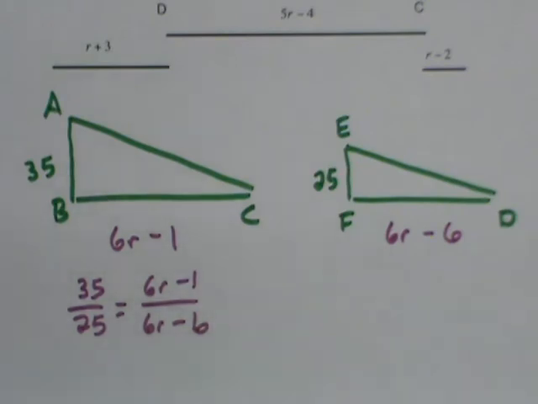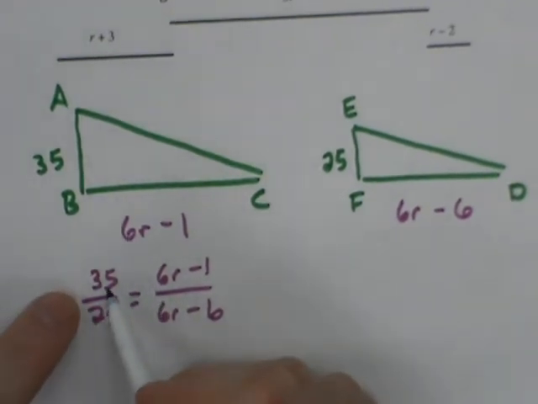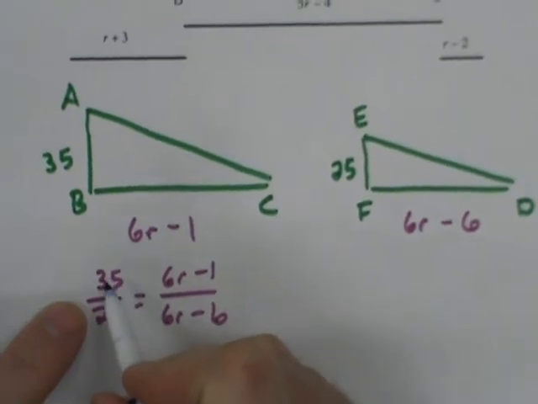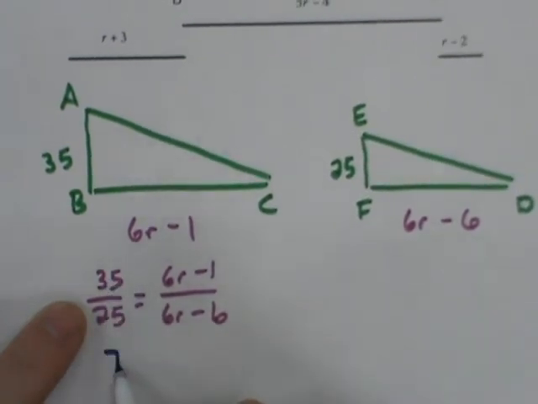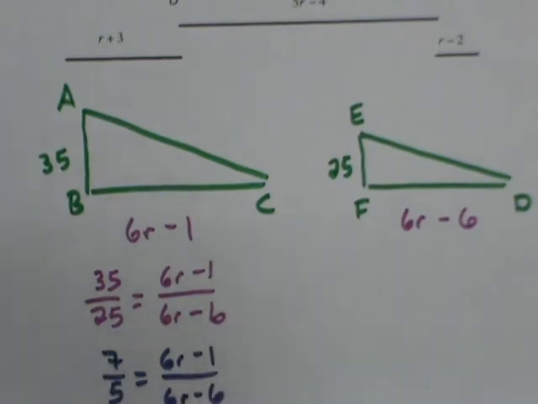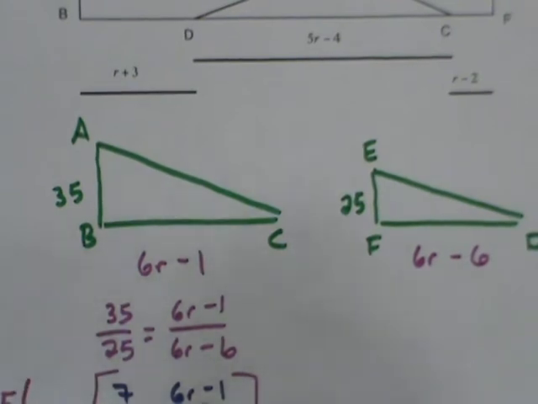Remember that you are allowed to reduce numbers. This is just a fraction here. So when I look at this, I do recognize that the fraction reduces. I could divide the top and the bottom by 5. That would simply be 7 over 5. Now that sets me up with a little easier equation to solve. I still have to multiply by the common denominator. And so I'll multiply by both a 5 and a 6R minus 6.